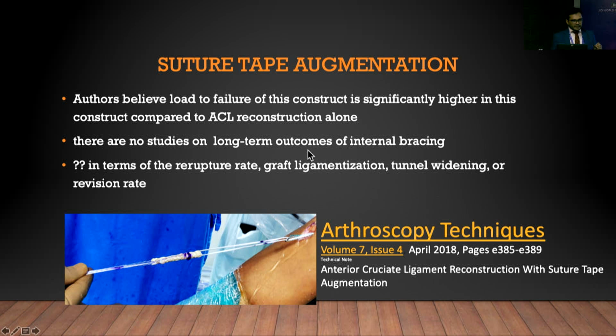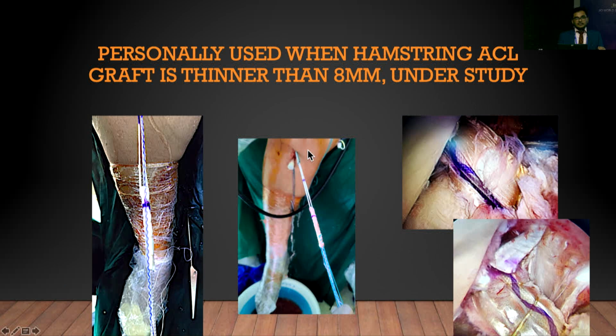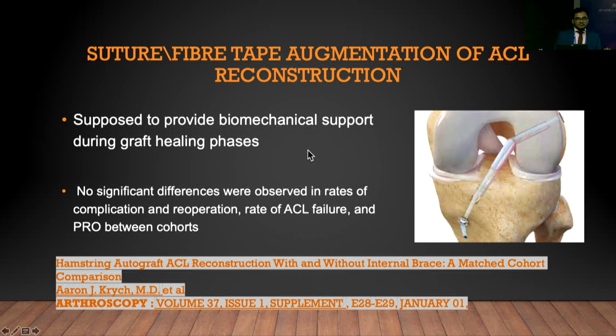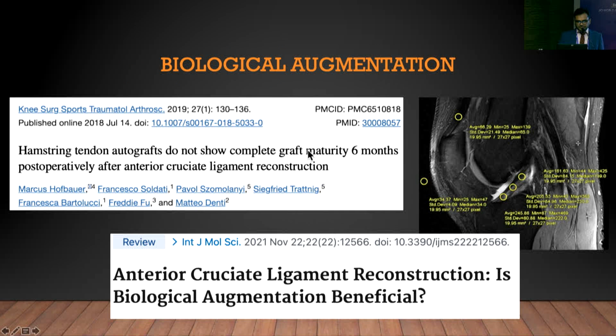Some points about the suture tape. The suture tape augmentation has been quite popular recently, and the authors who support it believe that it is supposed to protect your ACL graft in the early healing phase and provide biomechanical support. But whether there is a real benefit of adding this is still very doubtful. It's still experimental, and it is not recommended to add any fiber tape or an artificial tape in your ACL reconstruction. However, if your graft is thinner, less than 8 mm, I have personally used an internal brace.